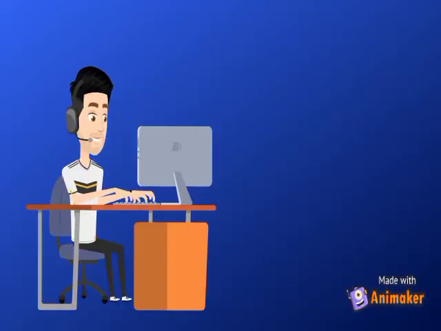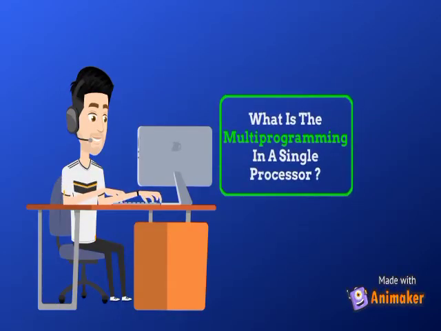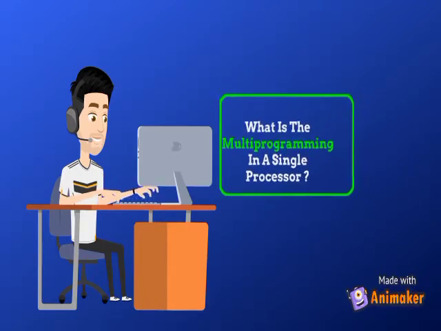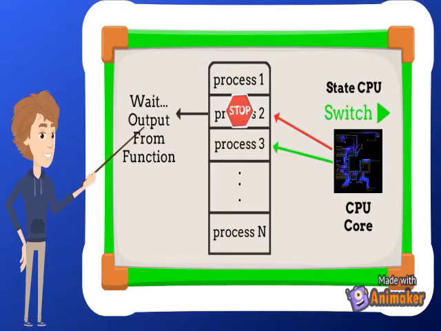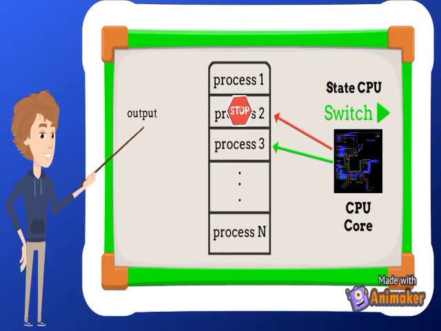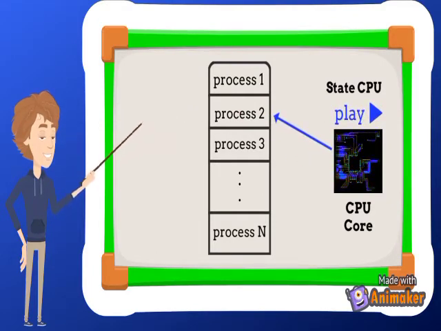And we will talk about multiprogramming in a single processor. In multiprogramming in a single processor, the CPU is applied to the execution of process 1. When it goes to execute process 2, the CPU is switched to execute process 3, because process 2 depends on output from another function. Later the CPU goes back to process 2 to execute it, and completes the rest of the processes.